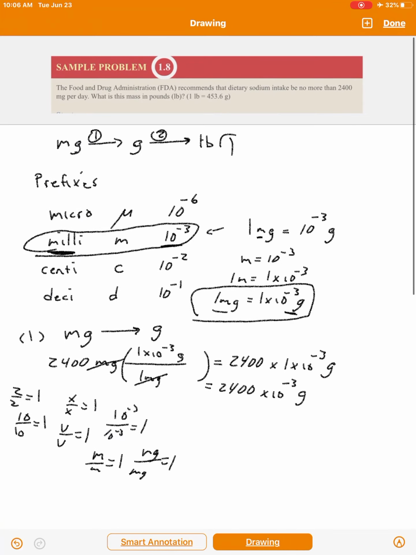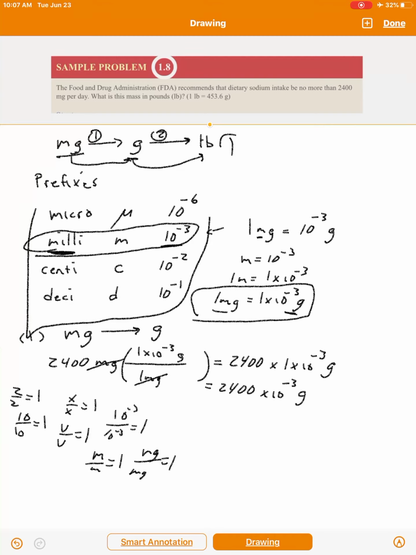So let's review real quick. We were given milligrams. We didn't have a conversion factor between milligrams and pounds, so we did an intermediate step. We got rid of the prefix. We converted milligrams to grams. Once we had grams, we could use the given conversion factor to find pounds. I would recommend you memorize these symbols, these prefixes: micro, milli, centi and deci, mu, m, c, d, and 10 to the minus 6, 10 to the minus 3, 10 to the minus 2, 10 to the minus 1.